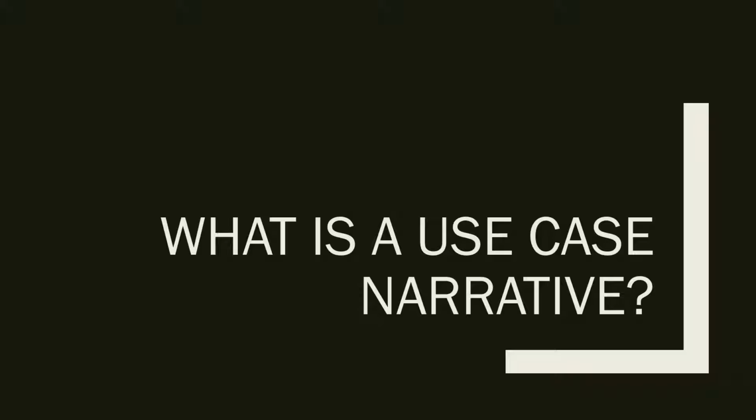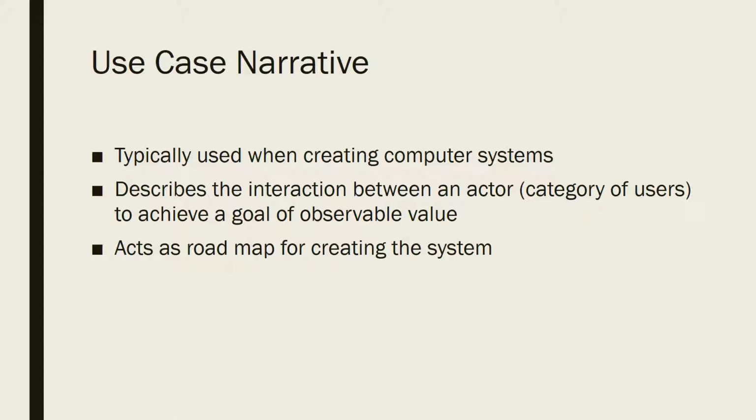So what is a use case narrative? A use case narrative is typically used when creating computer systems. It describes the interaction between an actor or a category of users to achieve a goal of observable value. A use case narrative can also be thought of as a roadmap for creating the system. It tells you where to go, how to get there, and what happens when the road is blocked, and other paths to take.